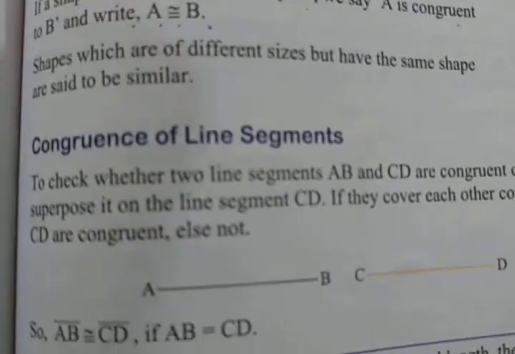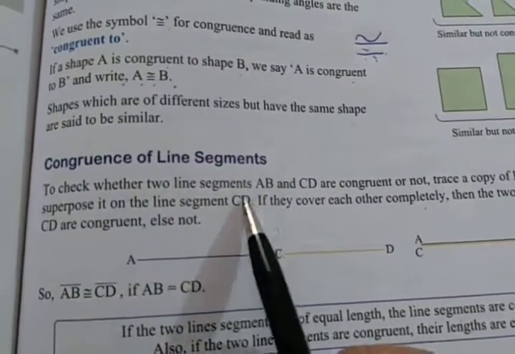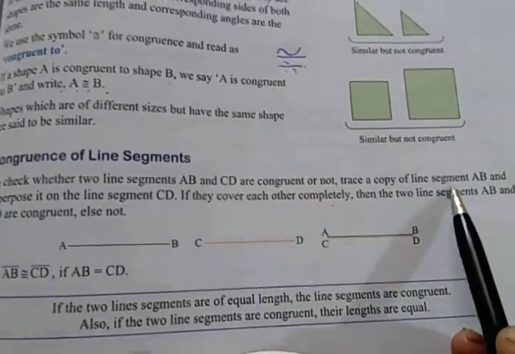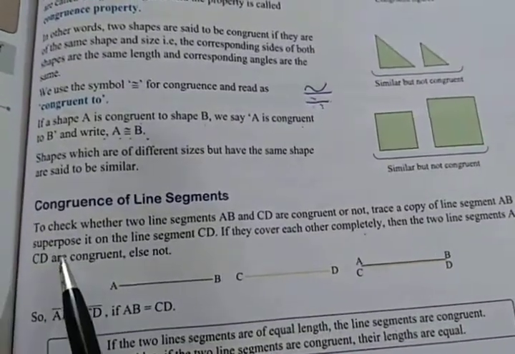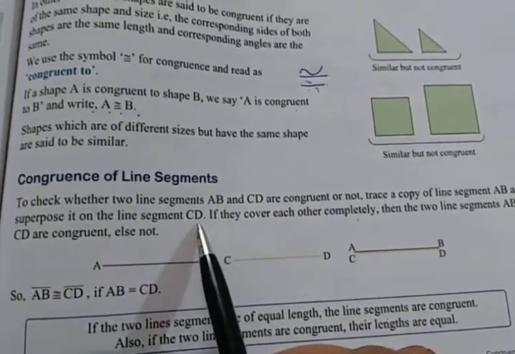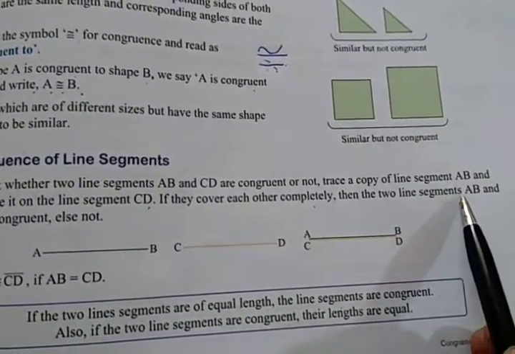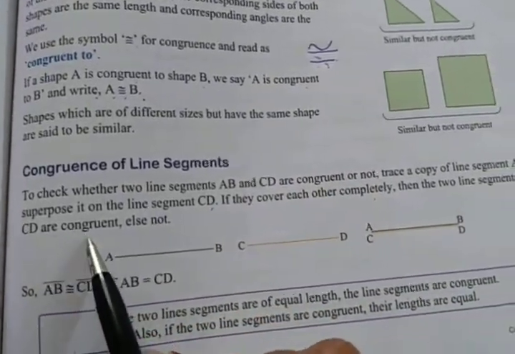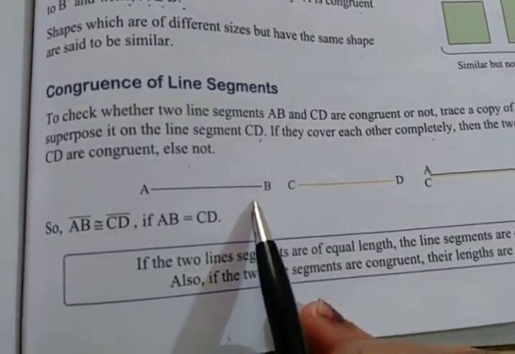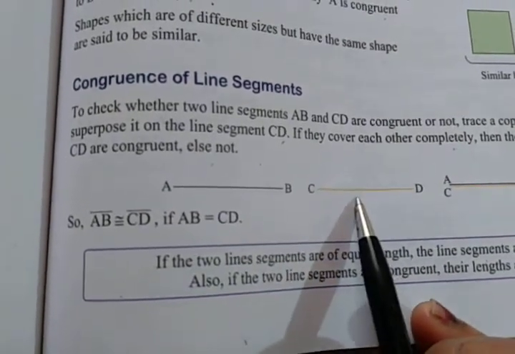Then comes congruence of line segments. To check whether two line segments AB and CD are congruent or not, trace a copy of line segment AB and superpose it on the line segment CD. If they cover each other completely, then the two line segments AB and CD are congruent, else not. Here both line segments AB and CD are given.